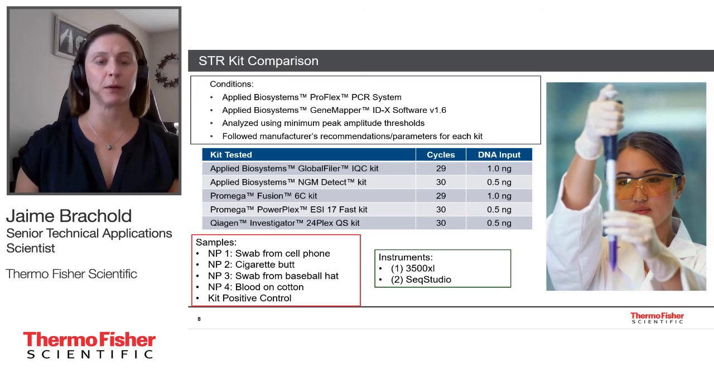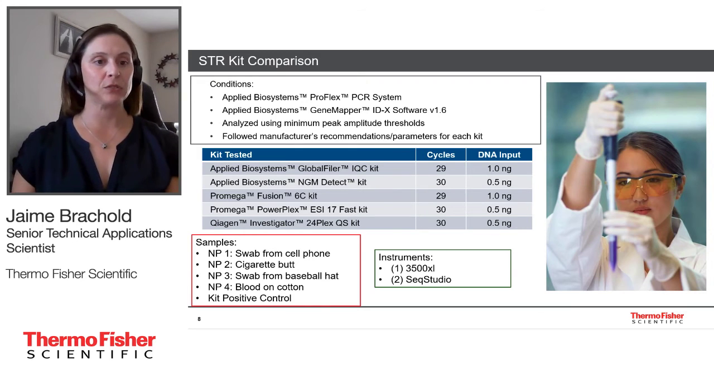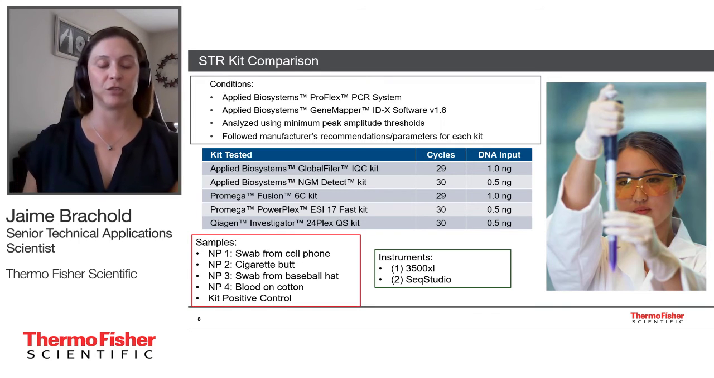You can see the different cycles that are recommended, which is how we performed amplification, and the different DNA inputs, either half a nanogram or 1 nanogram, depending on the kit. We ran what we call NP or non-probative samples. So we picked 4 samples that could be commonly encountered by a laboratory. So the first was a swab from a cell phone, the next a cigarette butt, swab from a baseball hat, and blood on cotton. We also ran the kit positive control. We utilized one 3500 XL with data collection 4.0.1 and 2 different SeqStudio instruments with data collection version 1.2.1.